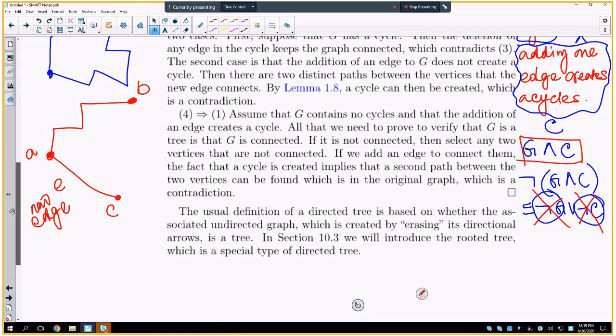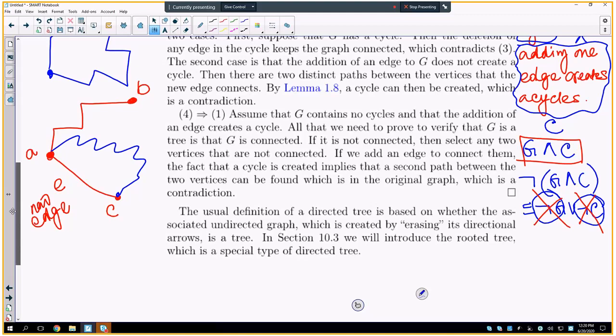That means in order to have this cycle, the property to be true, I must have had something already in the graph. Then adding this new edge E will make it a cycle. So you already had a connection between A and C. So our assumption was wrong, that A and C are not disconnected. If they were disconnected, then adding one edge is not going to create a cycle, which contradicts our hypothesis that adding one edge is going to create a cycle. Hence, we have proved that if 4 is true, then 1 is true.